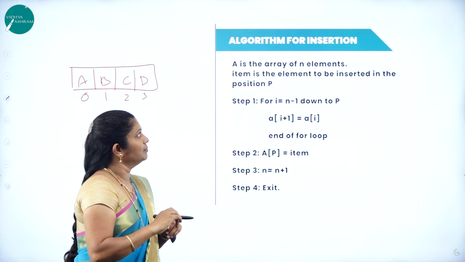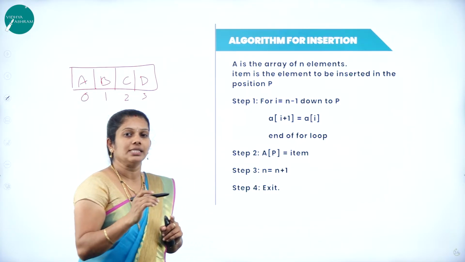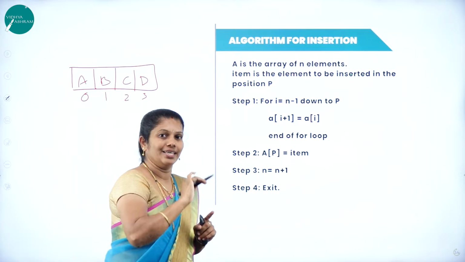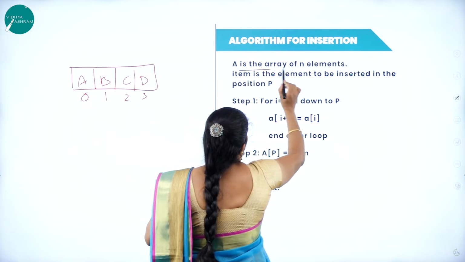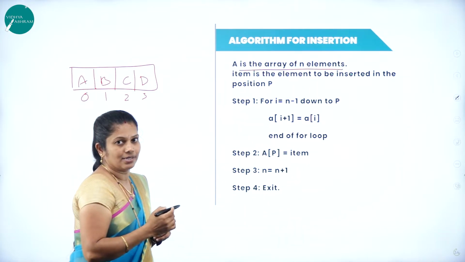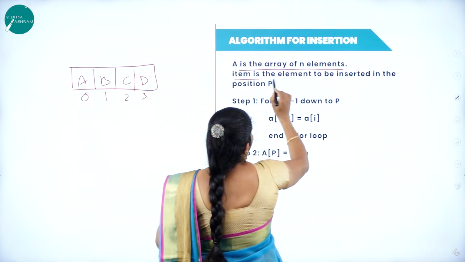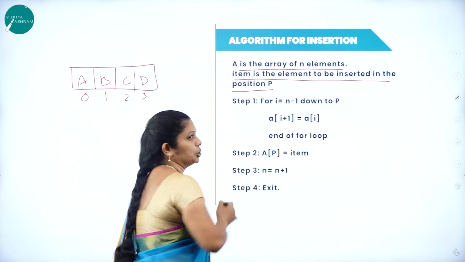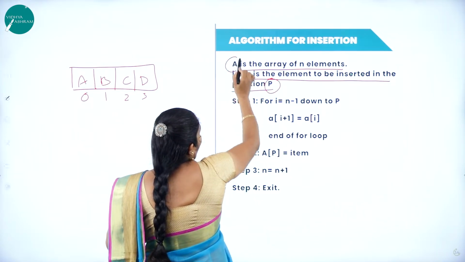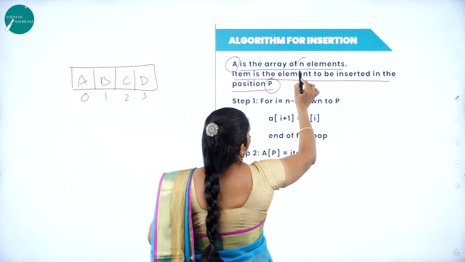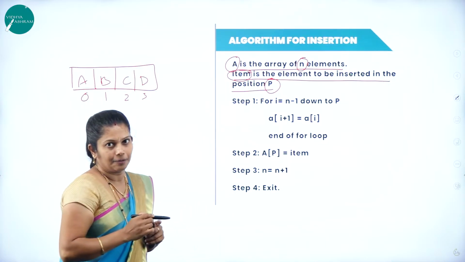See, algorithm for insertion. If I want to perform the insertion operation, then how to write the algorithm? Now I am going to explain. For example, A is the array of n elements and item is the element to be inserted in the position P. It means that we are using the position P, array name A, n is the number of elements and item is the element to be inserted.